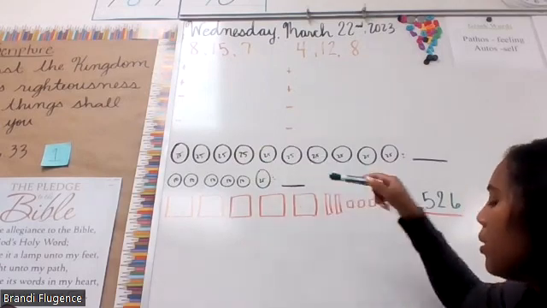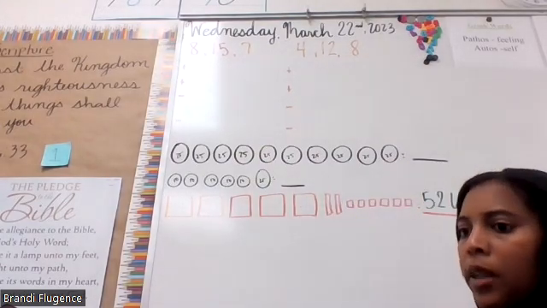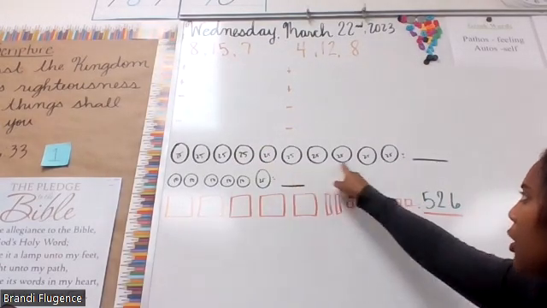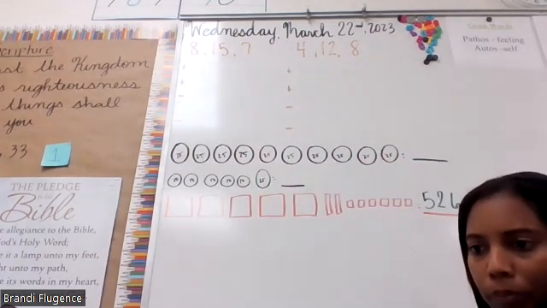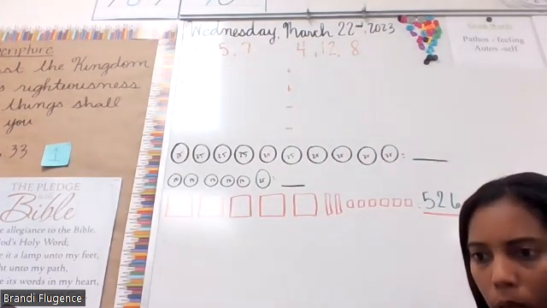All right, let's count our points. So let's count our quarters. Remember the pattern is 25, 50, 75, $1. Count your quarters, the top one. That's fine.